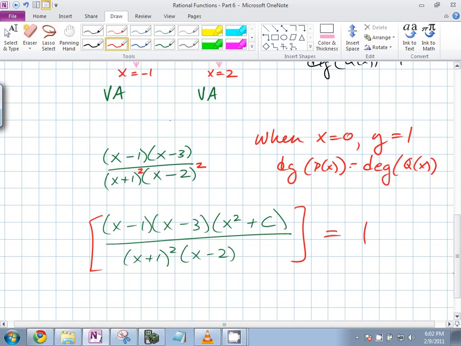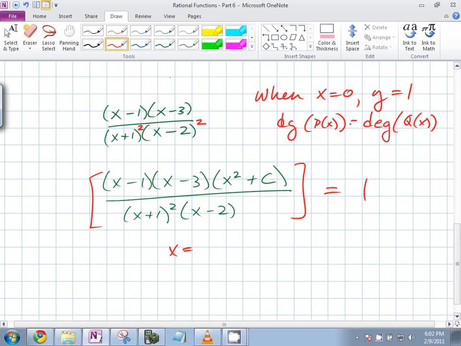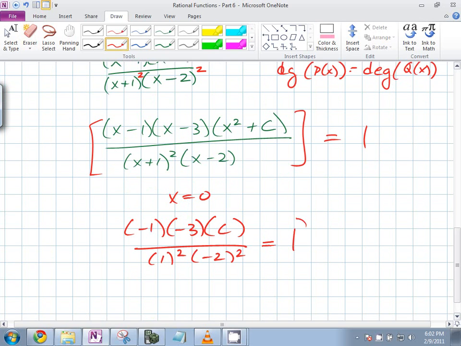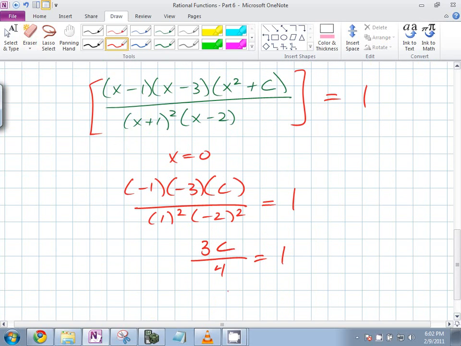What I mean by that, if x is 0 here, that means you have -1 times -3 times c over 1 squared times -2 squared. And we want that to equal 1, because that's the horizontal asymptote. So this means that 3c over 4 has to be 1. So this tells us that c has to equal 4/3.